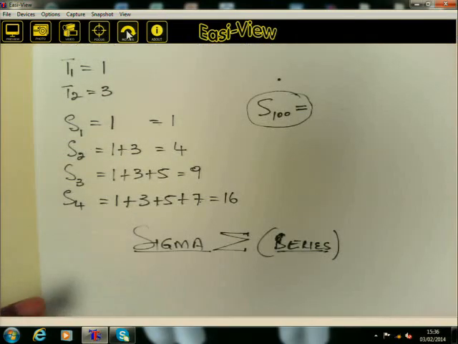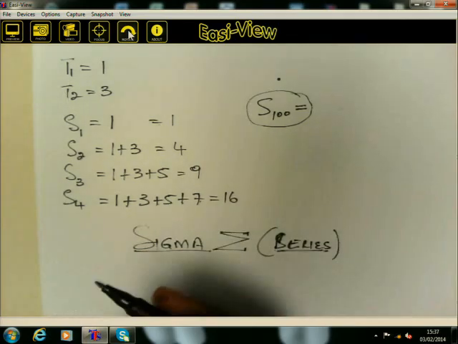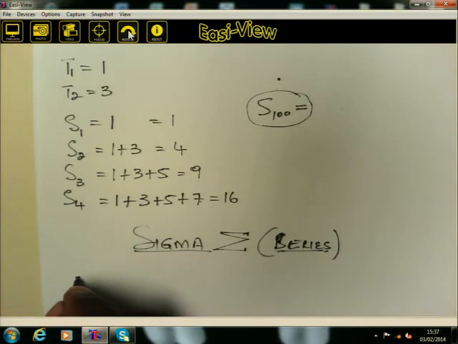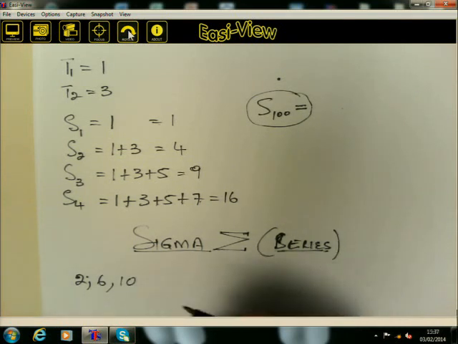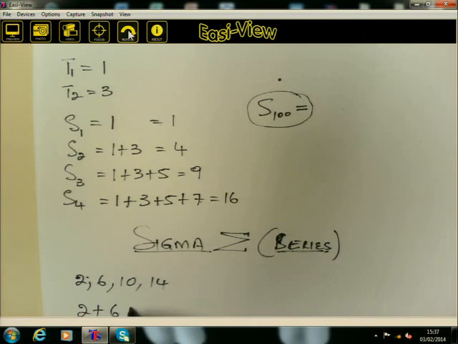Let's take the very same one, 1, 3, 5. But it is the one that we used. Let's try to change and get maybe something different. Or we can have any of those. Let's say, for an example, we have 2, 6, 10, 14. This is the sequence. But now to make it a series, it means it's going to be 2 plus 6 plus 10 plus 14. This is going to be a series.